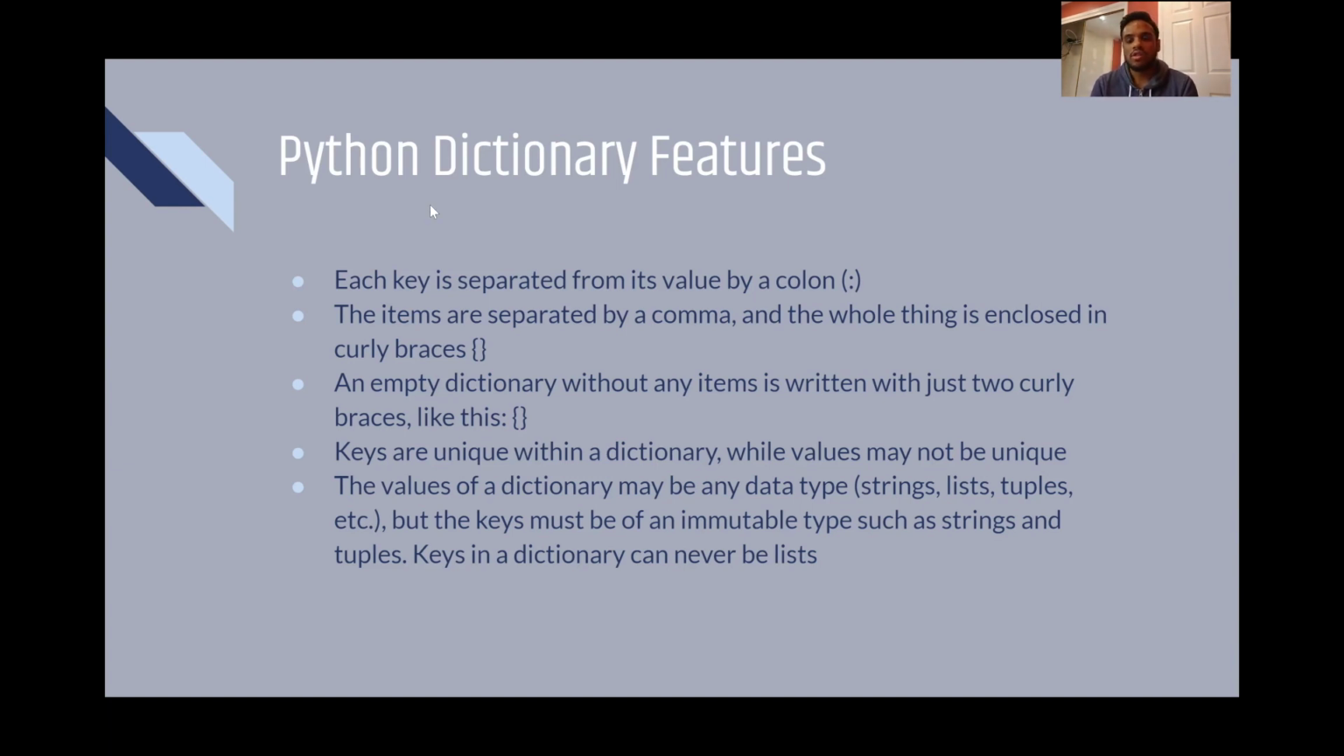And an empty dictionary, just like an empty list: when we want to create an empty list, we just put two square brackets with nothing in it. Same thing with a dictionary. If you want to create an empty dictionary, you just create two curly braces with nothing in it.